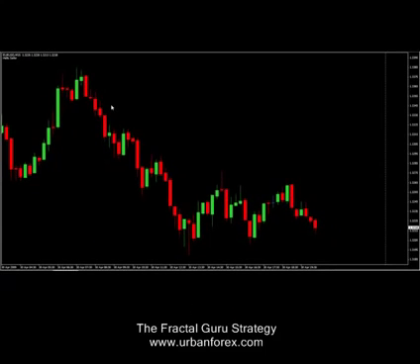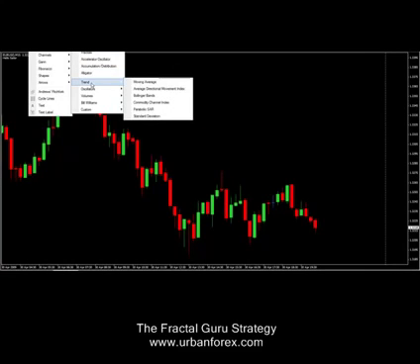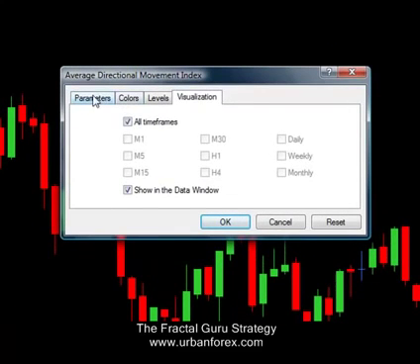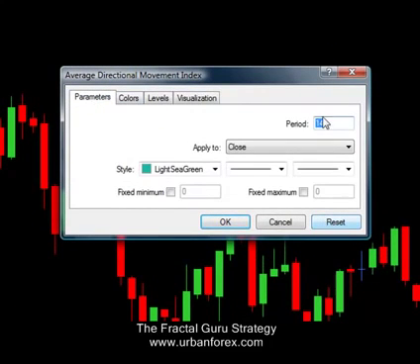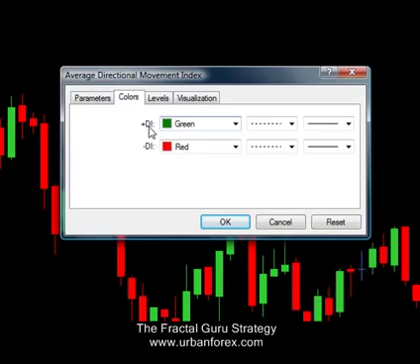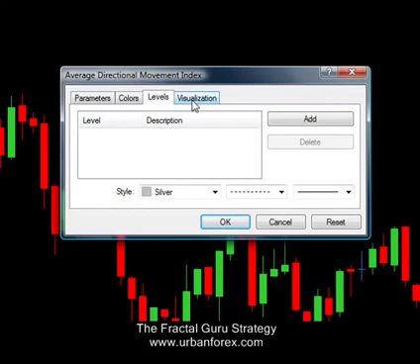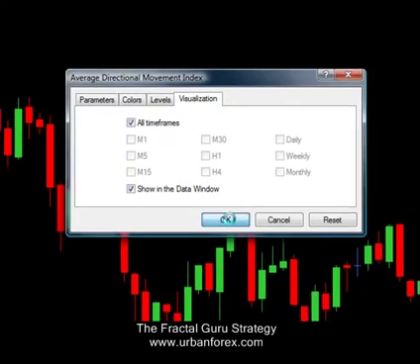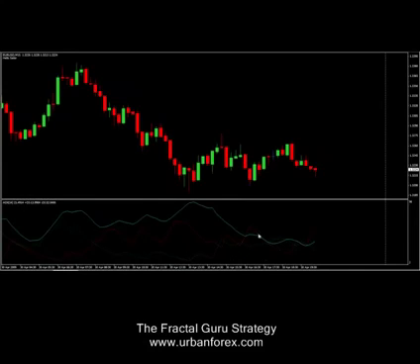I'll walk you through how to add the indicators. I'm going to click Insert, Indicators. I'm going to go to Trend, and I'll see Average Directional Movement Index. That is the ADX. I'm going to keep everything at default, which is period 14, apply to close. And for my colors, I'm going to keep my positive DI to green. I'm going to keep my negative DI to red. And everything else is by default. Click OK. You'll see that show up on the bottom here.